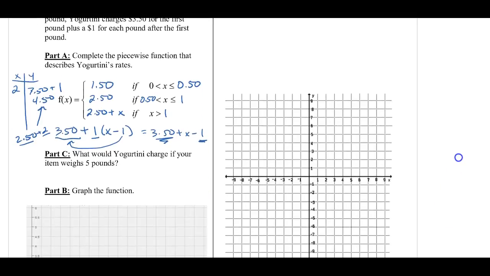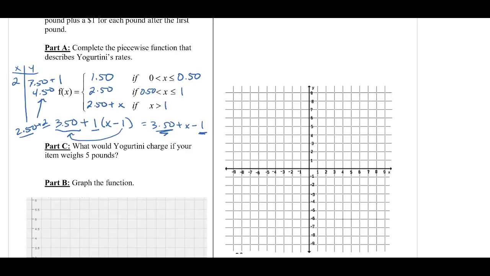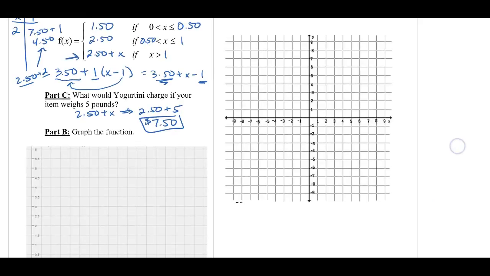Part C, apparently. I guess we're not going alphabetical. We're going to do C before B. What would Yogurtini charge if your item weighs 5 pounds? So if it's 5 pounds, we're obviously in this last section. So it's $2.50 plus x, which means it's $2.50 plus 5, because it's 5 pounds. So that's a total of $7.50. And then finally, we're going to graph this.